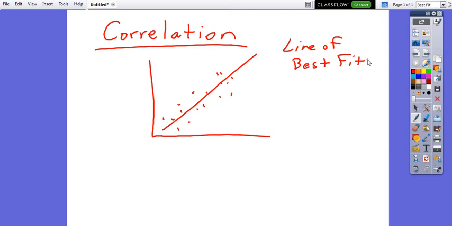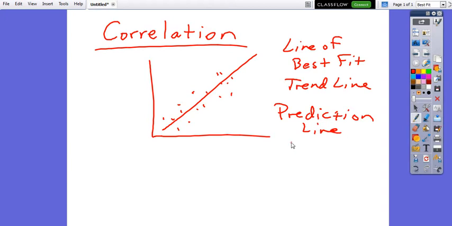It may not touch any of the data points. But what it is, as much as possible, is the same distance from every point, as close to every point as we can possibly get it. Now, it's not going to be the same distance, but on average, we're getting it as close as we can. This is also called a trend line or a prediction line or a regression line.